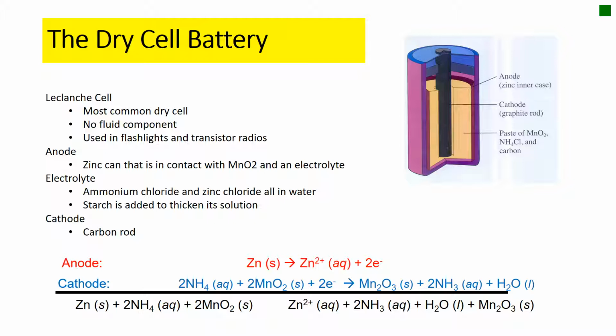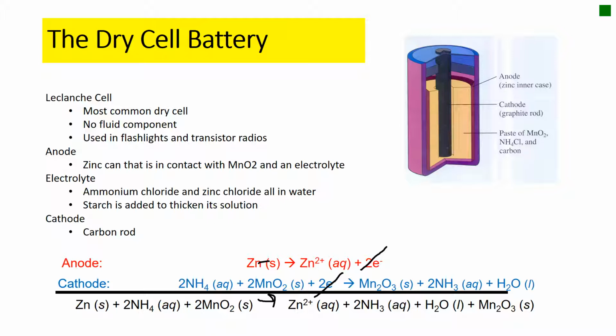Then 2NH4 is on the left but not on the right, so it doesn't cancel. 2 manganese oxides, you have them on the left but not on the right, so they go at the bottom. Then you have a zinc on the right but not on the left, so it goes down. Then we see here that we have 2 electrons. One is found on the left and one is found on the right, so they're going to cancel each other out.